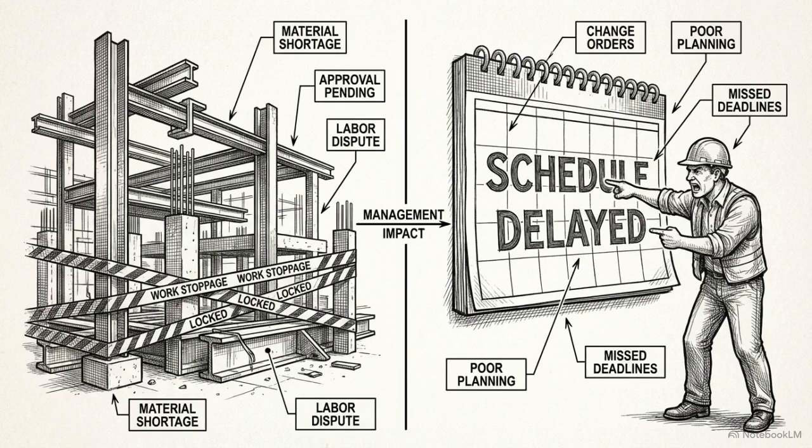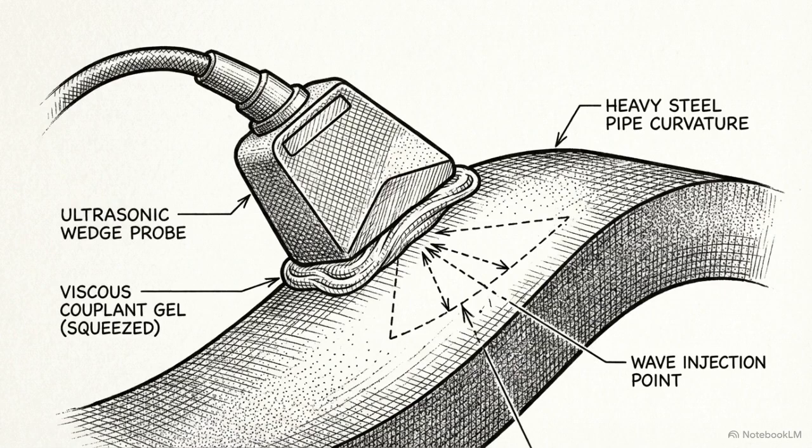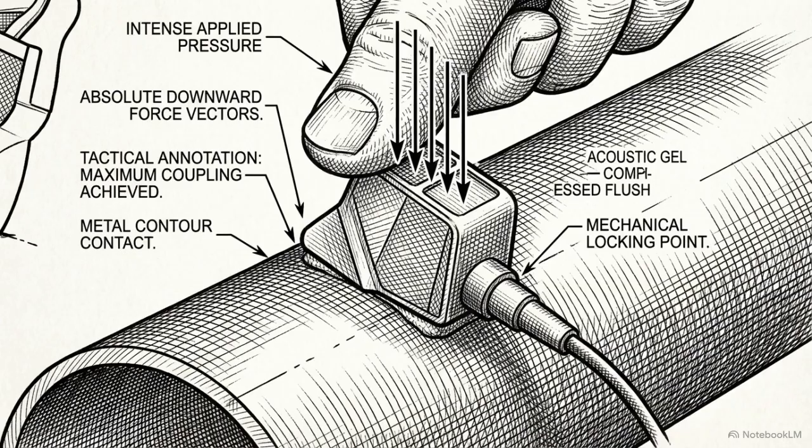Modern construction requires a method that maintains accuracy without halting site operations. That alternative is ultrasonic testing, or UT. Instead of firing radiation through the pipe wall, UT uses high-frequency acoustic waves, typically between 1 and 10 megahertz. An inspector applies a transducer to the steel, firing acoustic pulses into the material.